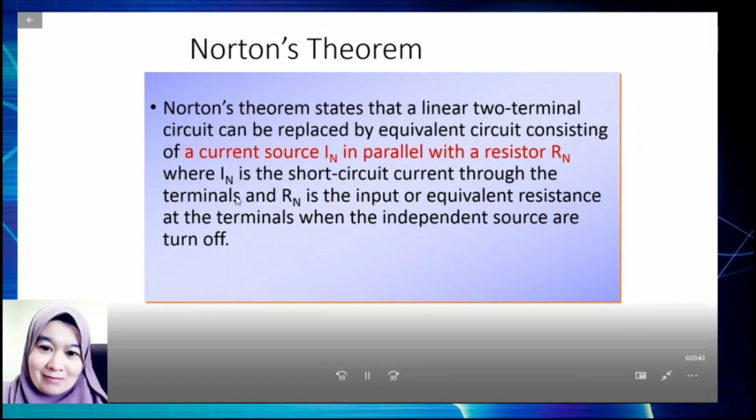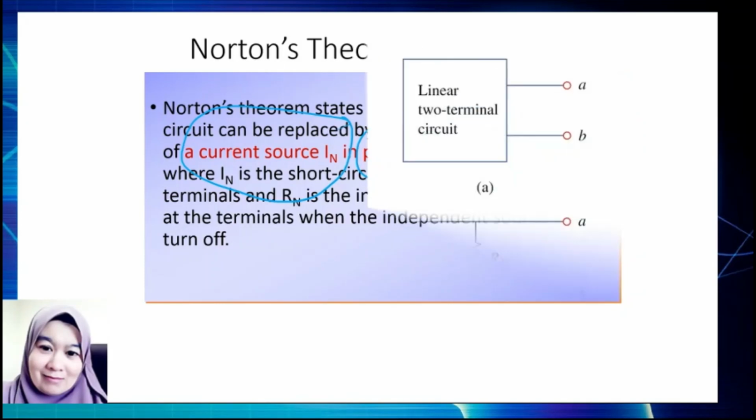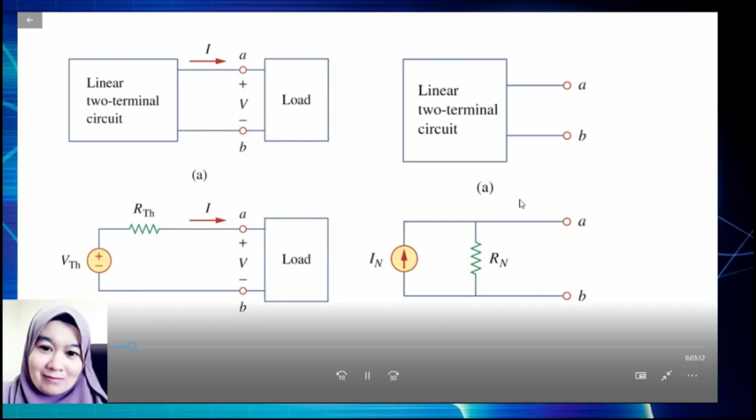Next is Norton's theorem. Norton's theorem states that a linear two-terminal circuit can be replaced by a current source IN in parallel with a resistor RN. So can you remember the source transformation? Okay, you can replace the series resistor with a parallel resistor. So this is an equivalent circuit.